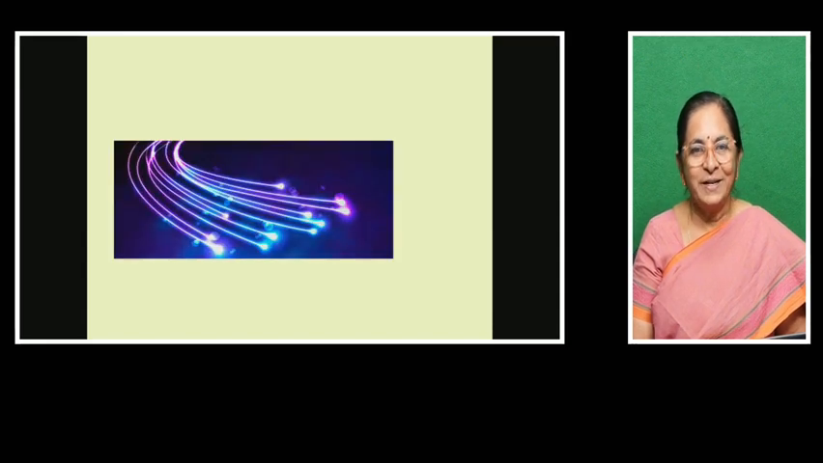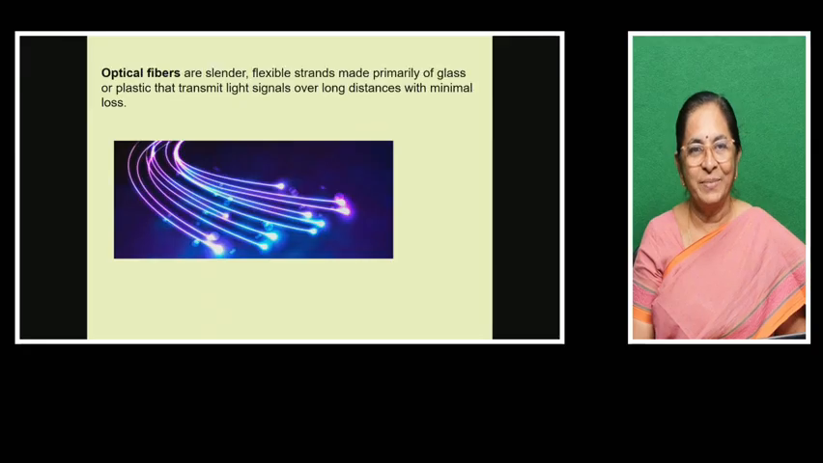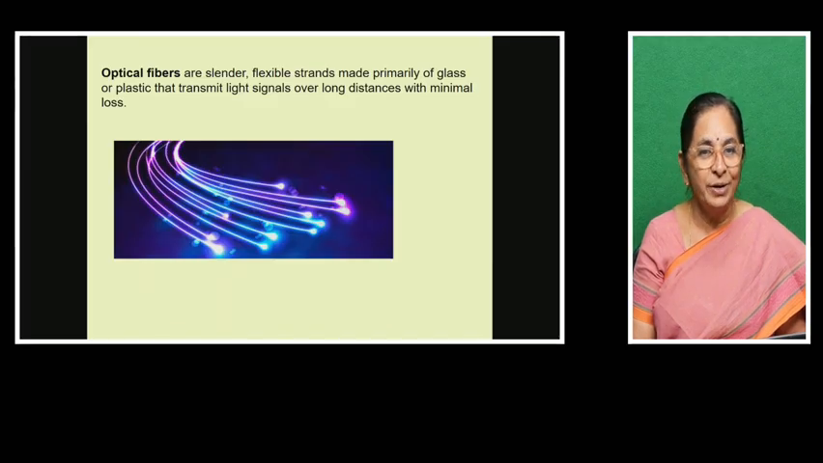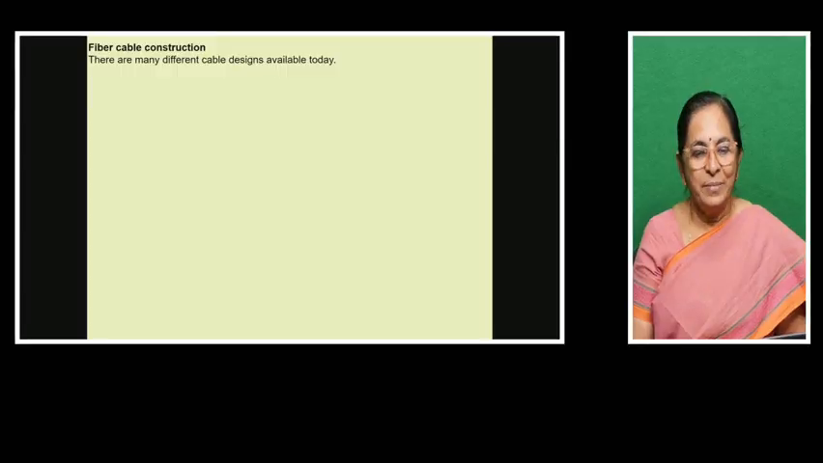Before taking up, let us see what are called optical fibers. Optical fibers are very thin, flexible strands made primarily of glass or plastic, which will transmit light signals over long distances with minimal signal losses. Fiber cable construction: there are many different ways an optical fiber can be constructed. Let me discuss a few ways here.